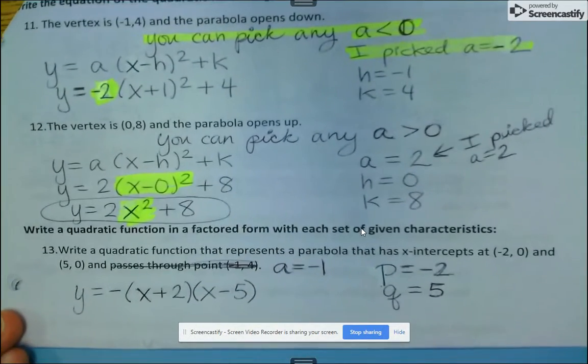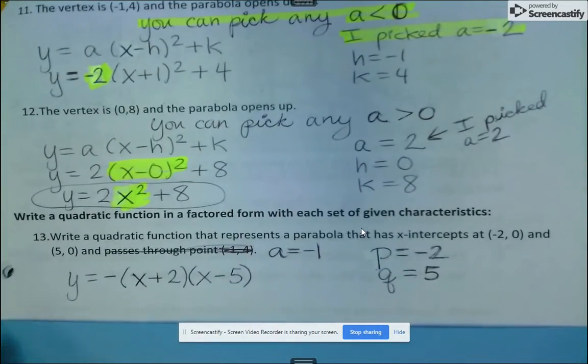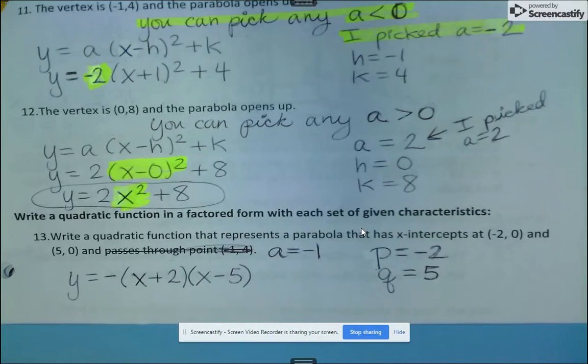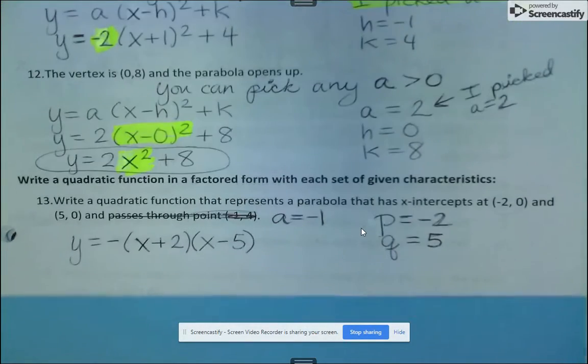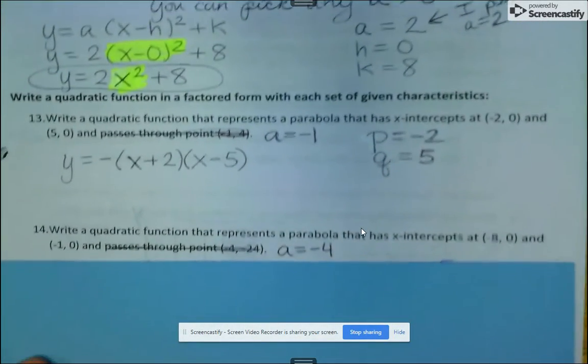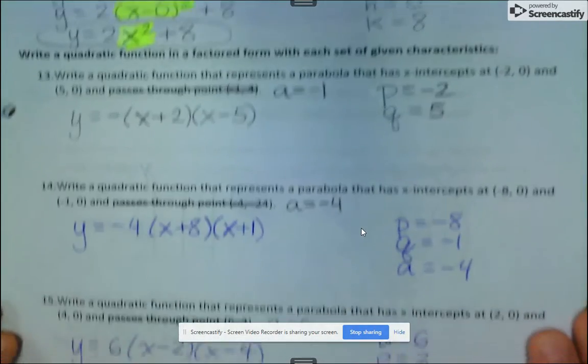13. You were supposed to cross out that point and change that to A equals -1. So your equation should look like that. Number 14 and 15.